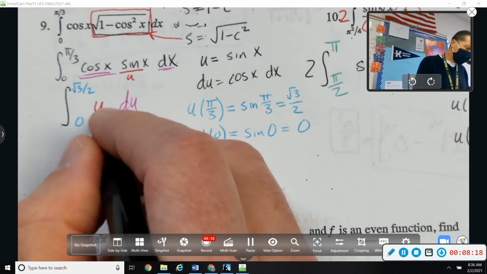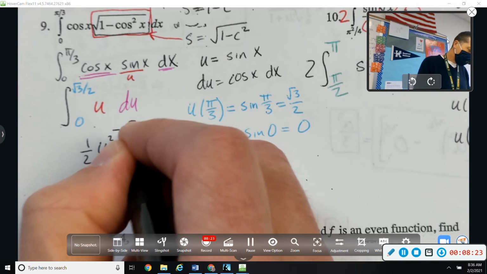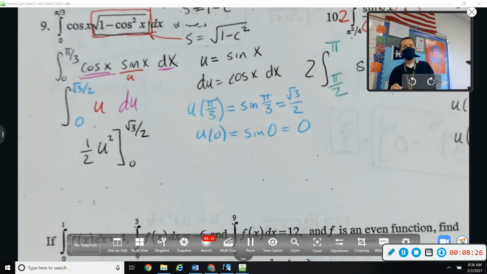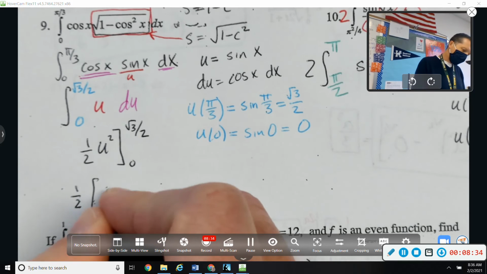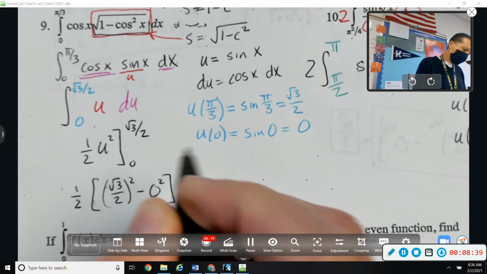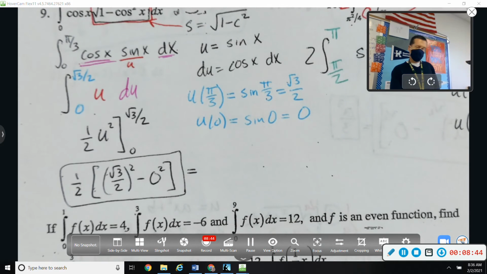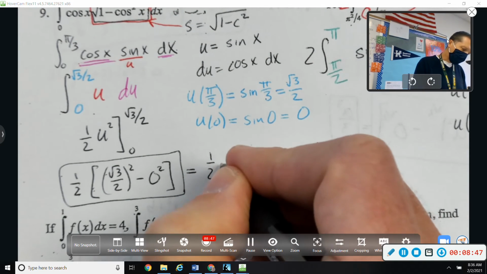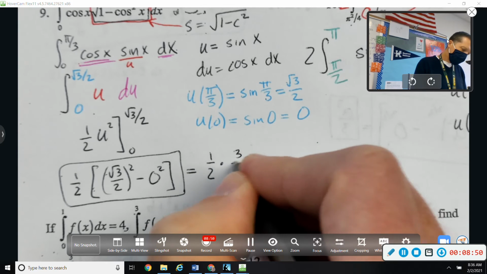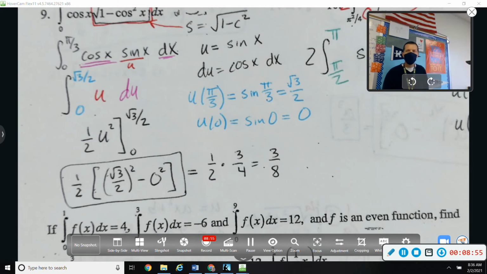So the integral of u: increase the power by 1, divide by the new power, from 0 to root 3 over 2. Not through yet, because there's still calculus stuff left to do. 1/2 times root 3 over 2 squared minus 0 squared. Pause the video if you want to test your algebra skills. You could simplify it all the way to 3/8.